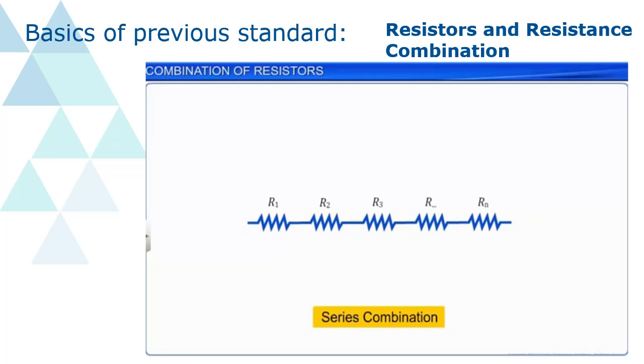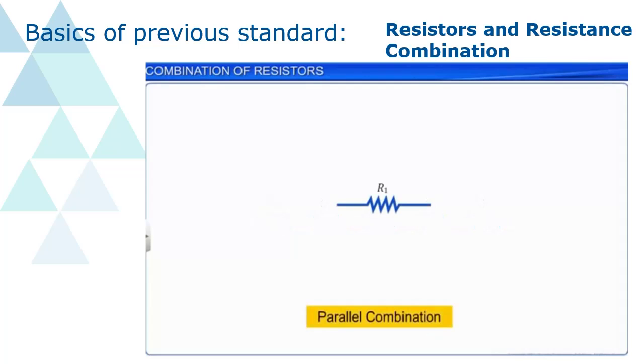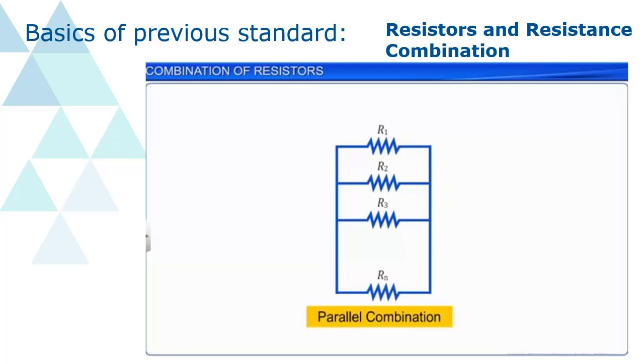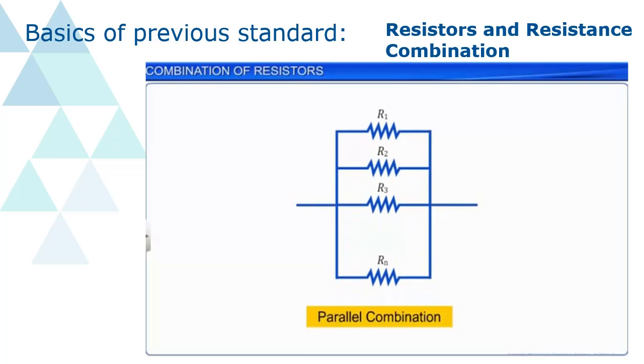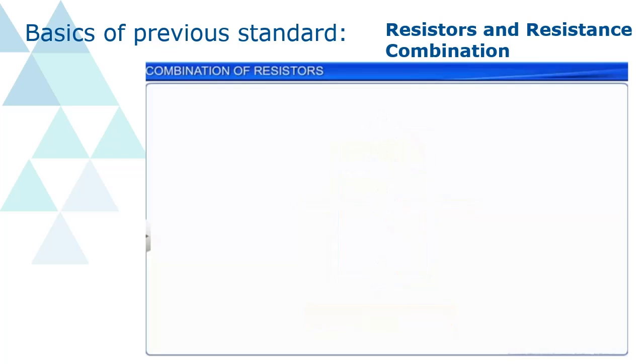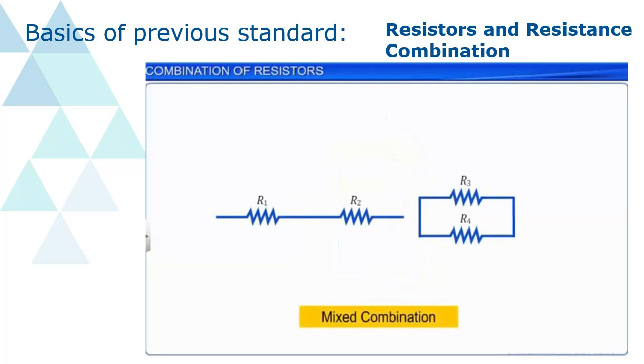We obtain a parallel combination of resistors by joining one end of all the resistors and similarly joining the other end of all the resistors. A parallel combination can be made using any number of resistors. A mixed combination of resistors is obtained by connecting some resistors in series and some resistors in parallel combination and then connecting the 2 combinations.